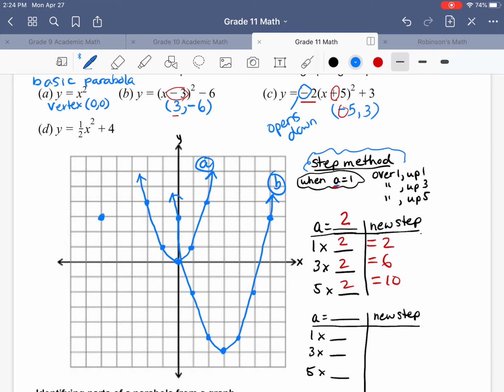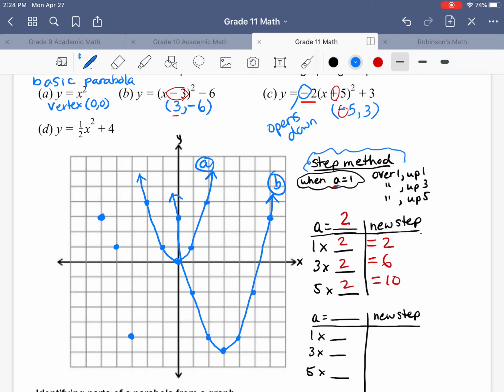So we're going to go back to our vertex here at -5 and +3. And remember, this is opening down. So when we do our step, we're going to go downwards instead of upwards. So we're going to go over 1. So we always still go over 1. It's going to be the other part of the step that changes. So over 1, and now we're going to go down 2. Over 1 and down 6. And if we had more space, we'd go over 1 and down 10.